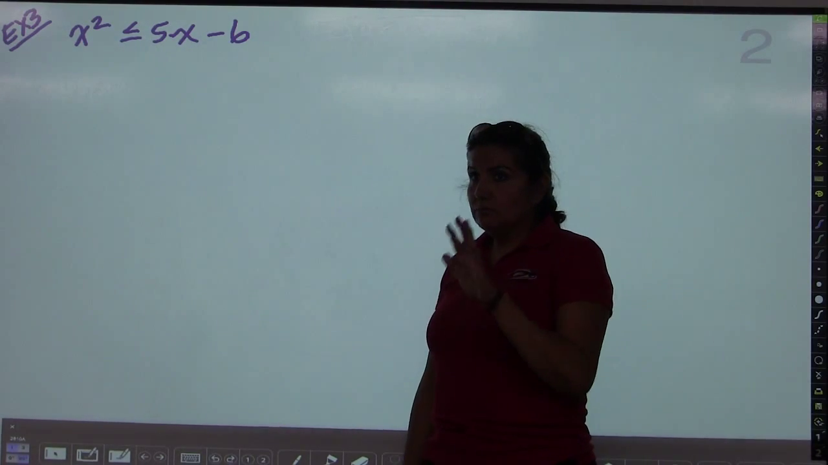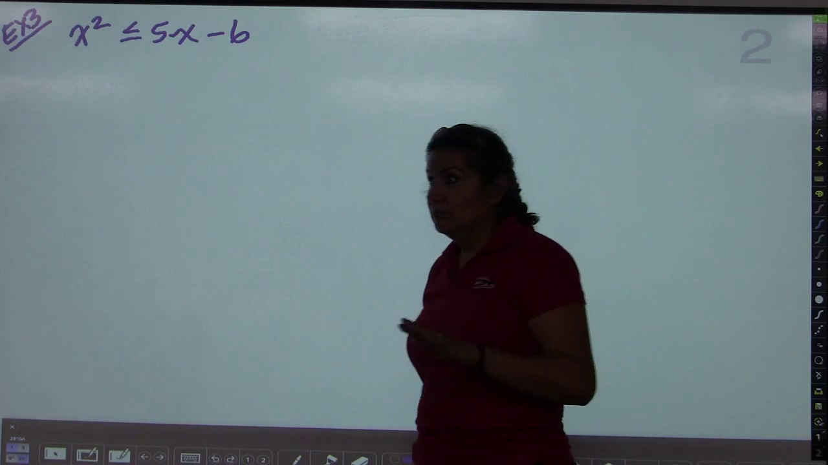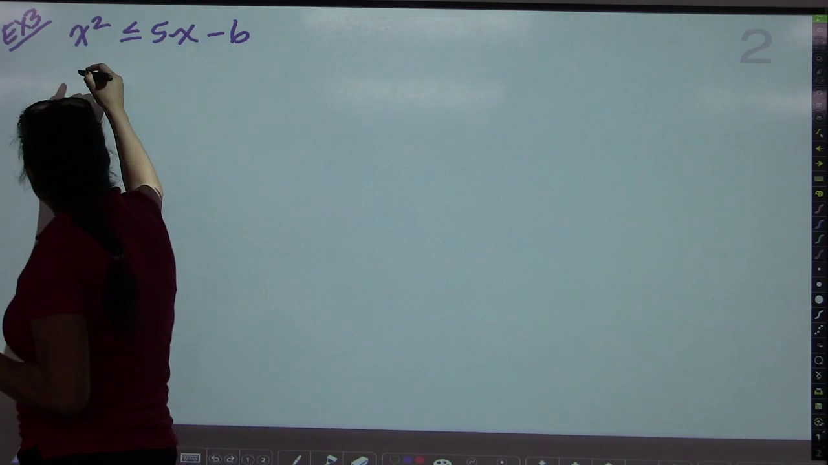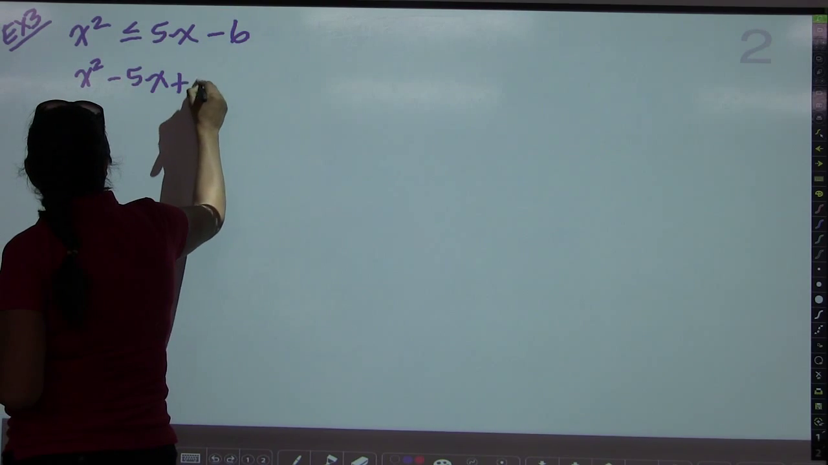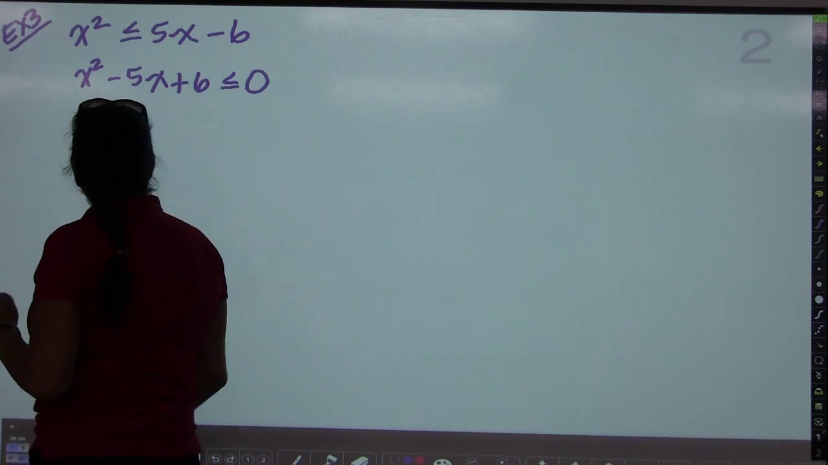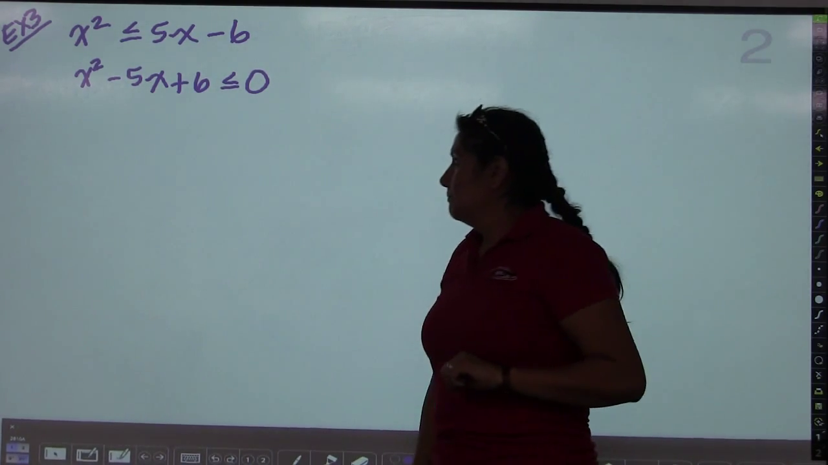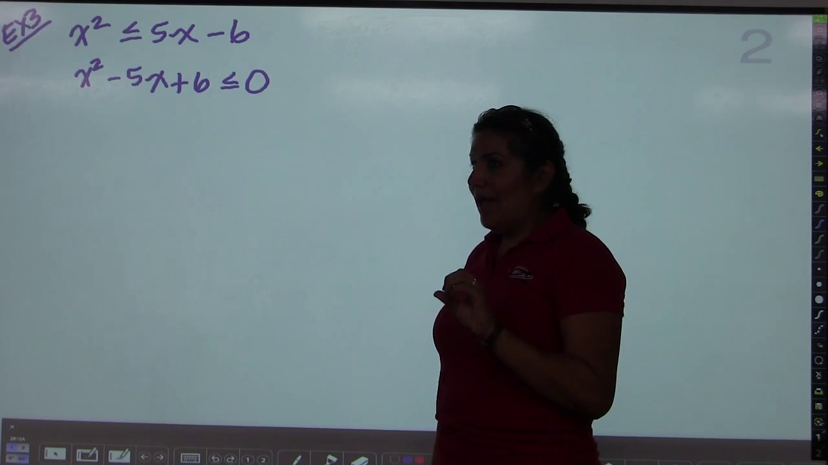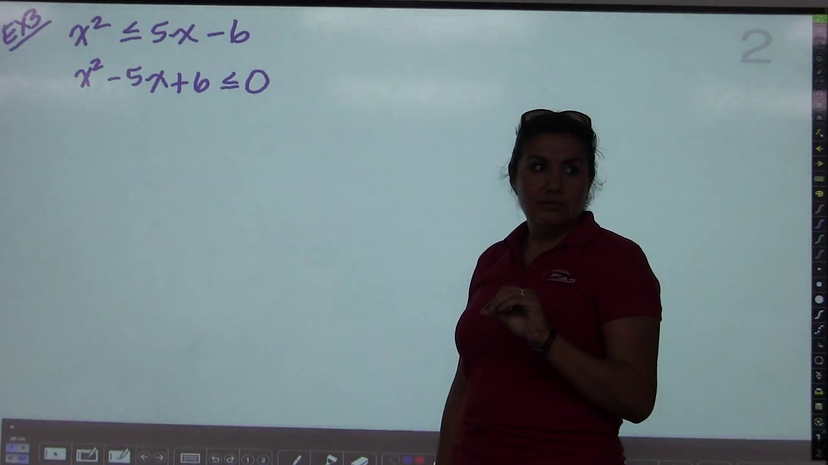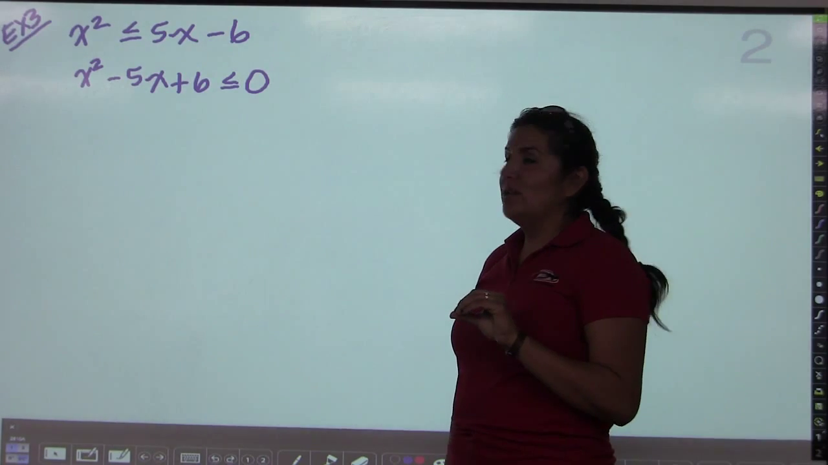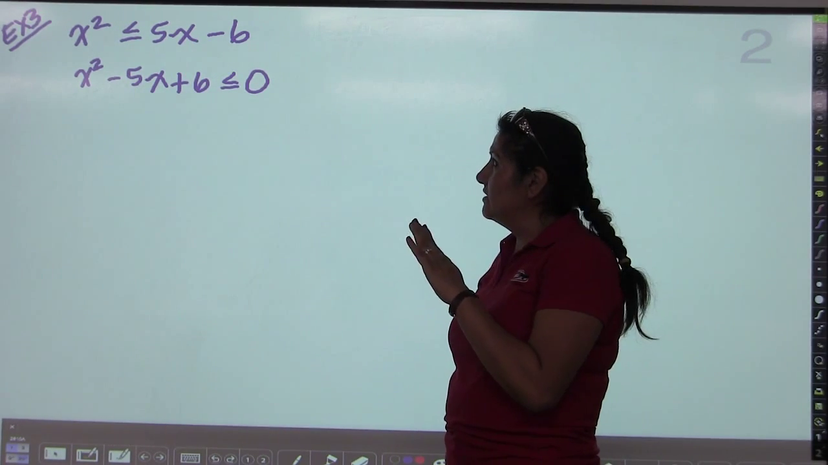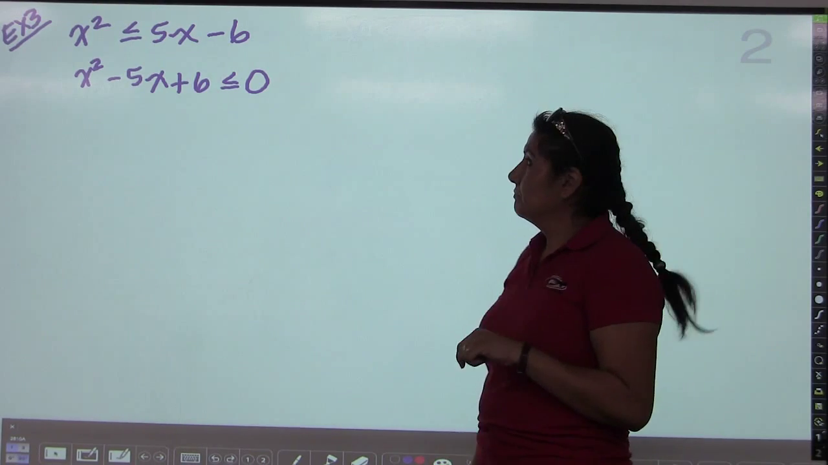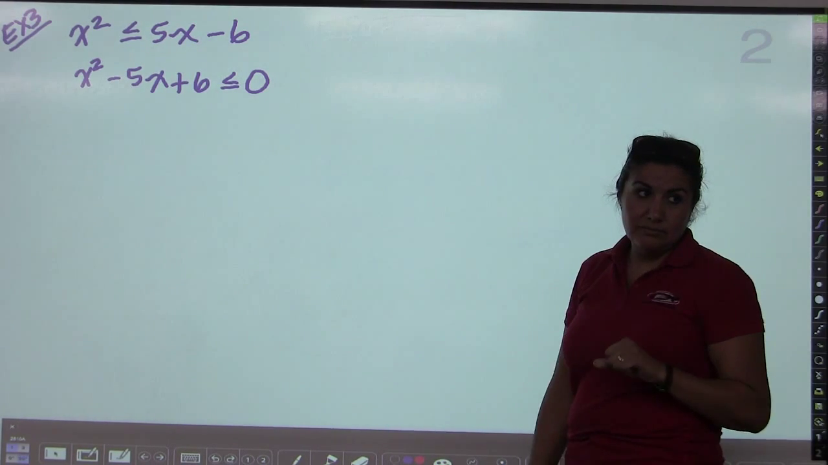So, first thing you want to do, just like if it was an equation, is you want it to be set to 0. Okay? So we're going to rewrite that as negative 5x, positive 6. I move the 5x and the negative 6 to the other side. Right? So we're good again.